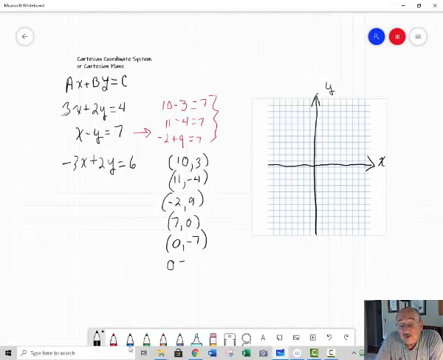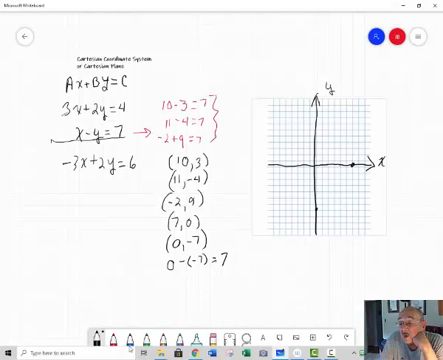So let's plot these. Let's take it from the bottom here. 0, negative 7. 0 and down 1, 2, 3, 4, 5, 6, 7. So this is a point that satisfies this equation right here. 0, negative 7 works. 7, 0, well, let's go out and do that one. 1, 2, 3, 4, 5, 6, 7. This point works because 7 minus 0 does equal 7.